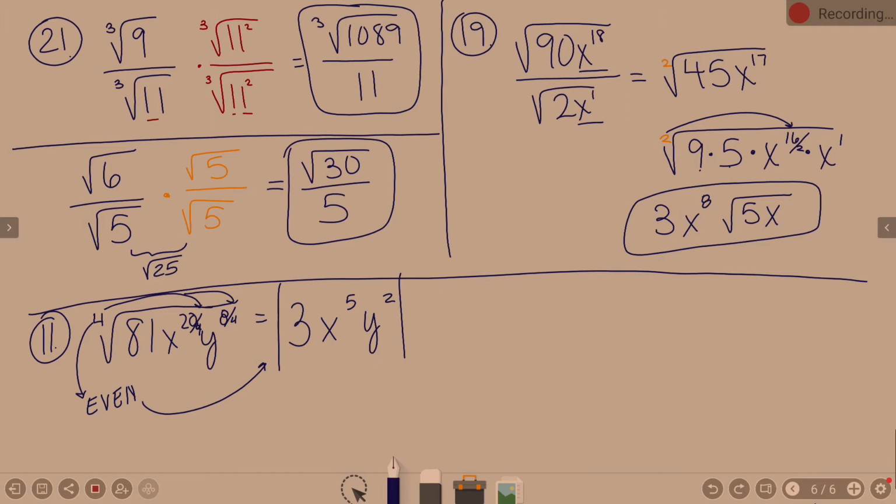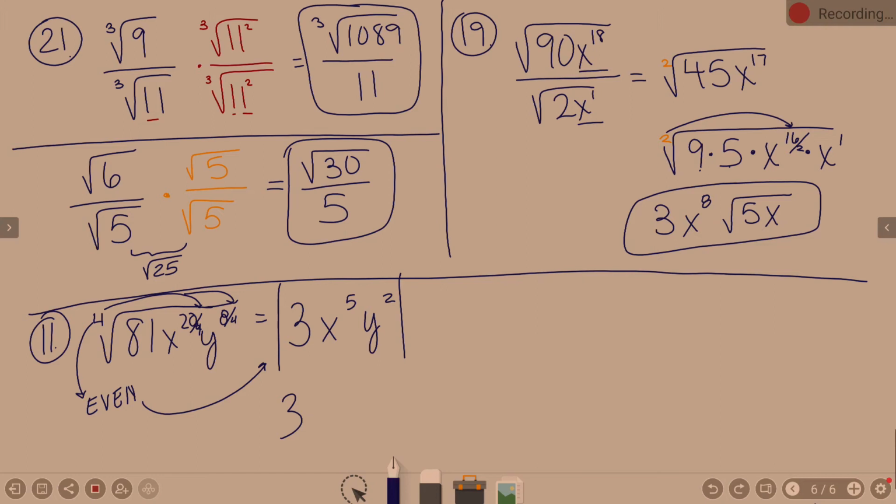The idea, whatever comes out of the 4th root has to be positive. Do I need absolute value to make the number 3 positive? No? 3 is positive, isn't it? So 3 is going to stay, we don't need absolute value for 3. Okay, 3 is already positive. I don't need absolute value to tell me positive.